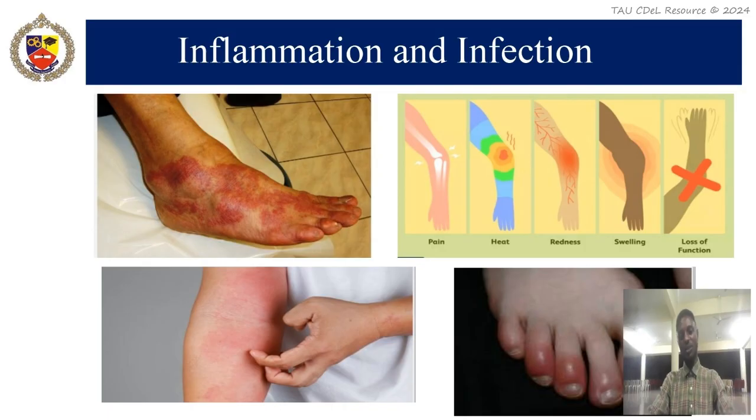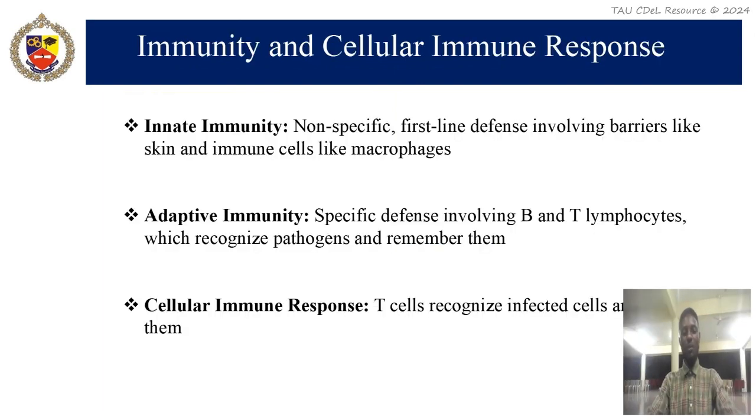This is caused by it, and this inflammation can also be caused by pain. So let's move on. Let me quickly take us through the immunity and cellular immune response. We have different kinds of immunity, but majorly two types, which are innate immunity and adaptive immunity. Also, we have what we call the cellular immune response, and there is a particular type of cell that helps to recognize infected cells.